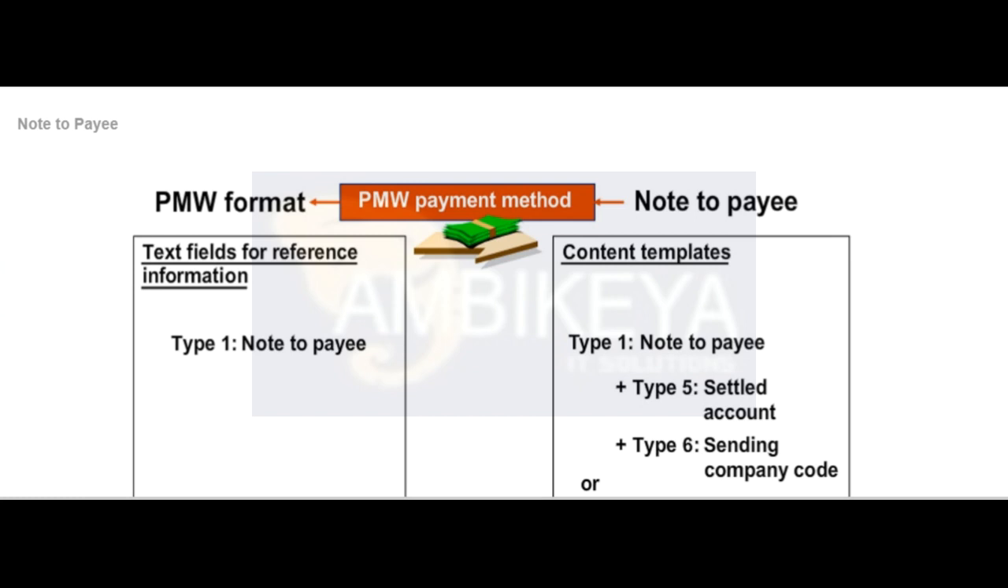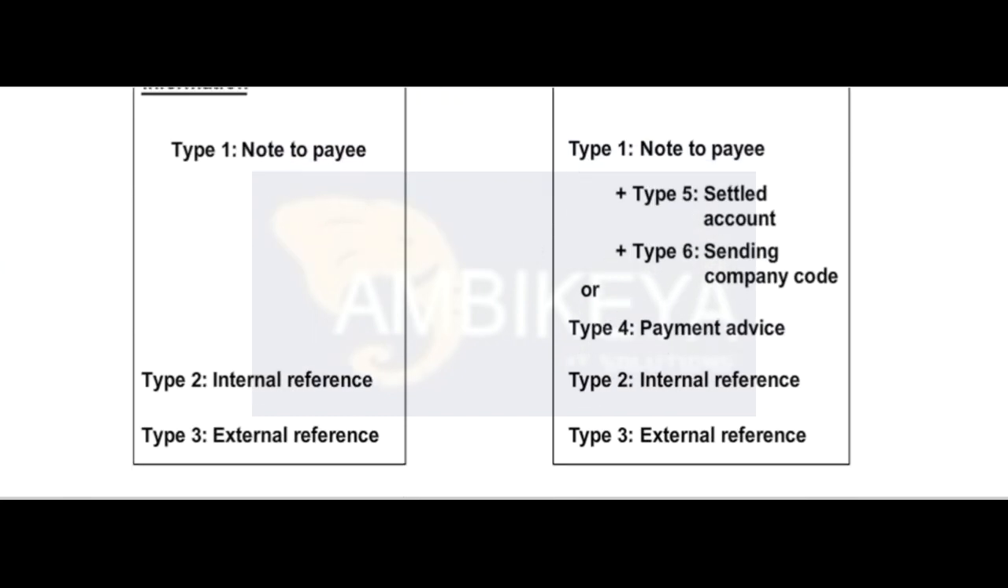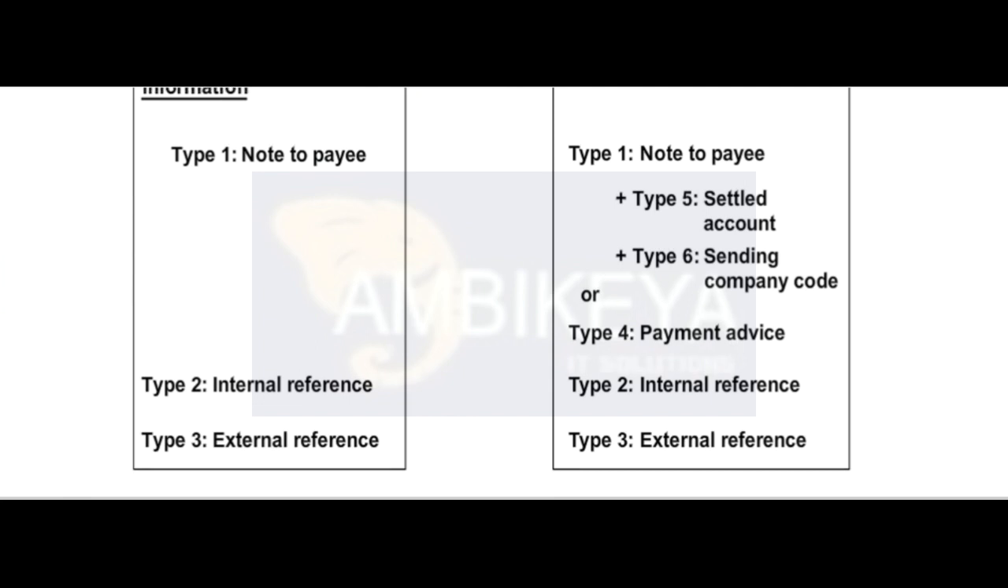The contents of the note to the payee are defined in a content template that is independent of the format, either in customizing or using a function module. In customizing, you can define the contents on a language-specific basis to ensure your business partners always receive the text in their own language. The content template supplies information to the reference fields when the system creates the payment medium.